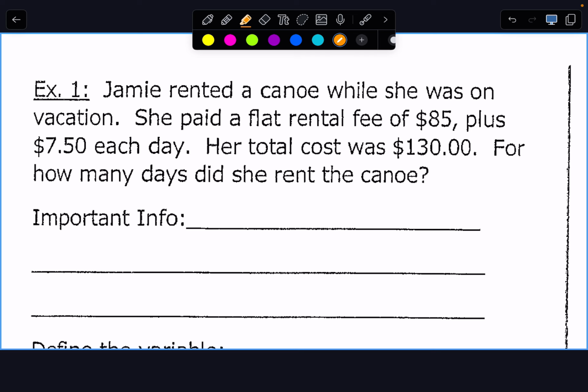Jamie rented a canoe while she was on vacation. She paid a flat fee of $85 plus $7.50 each day. Her total cost was $130. How many days did she rent the canoe?